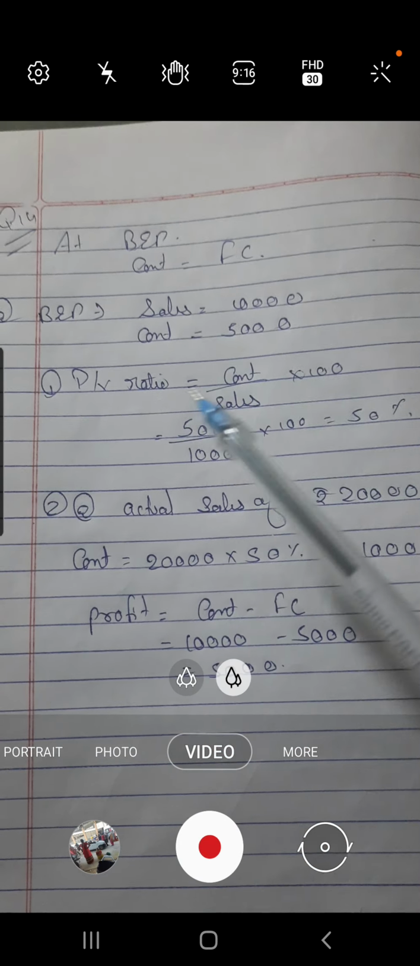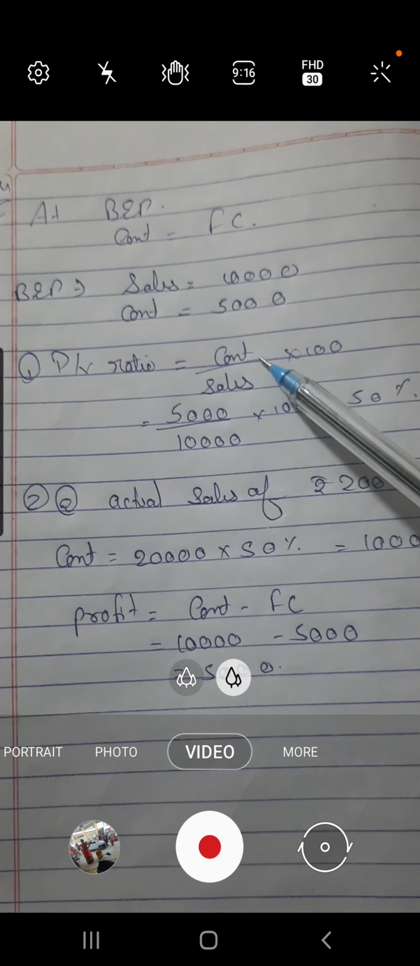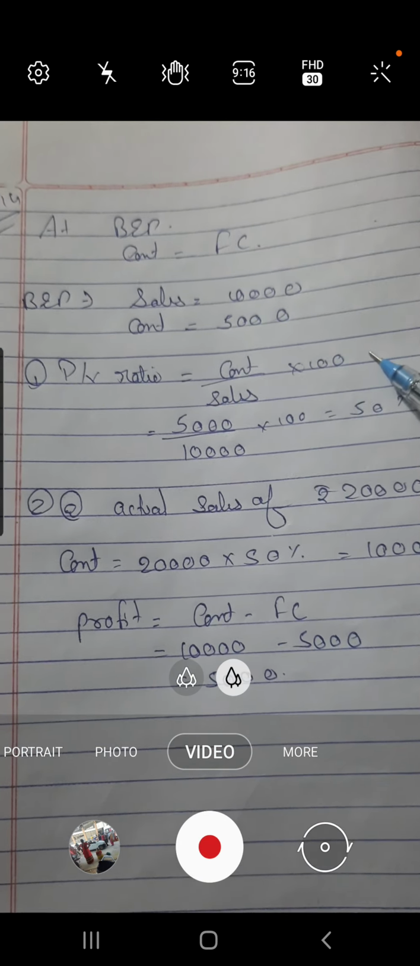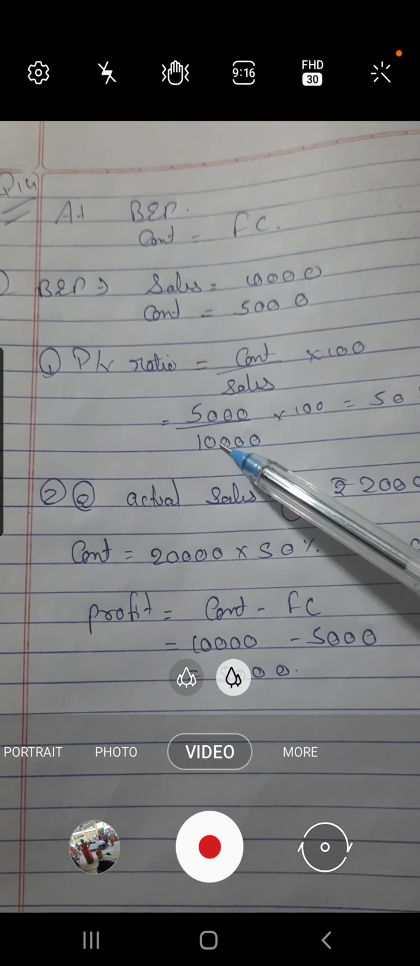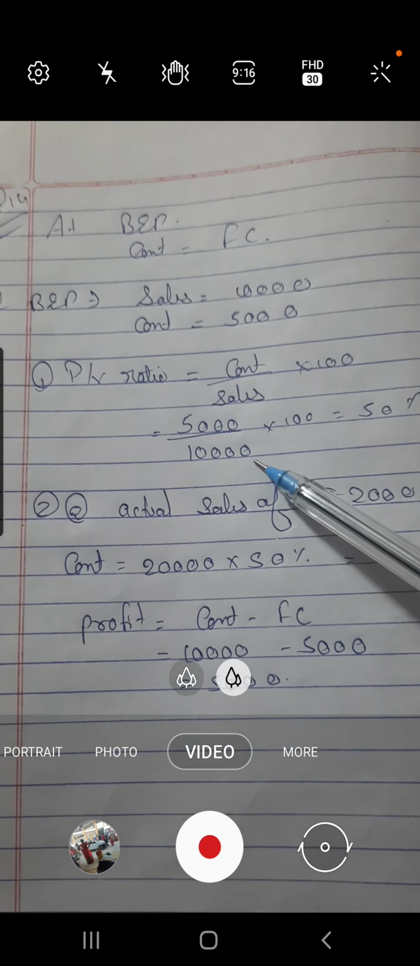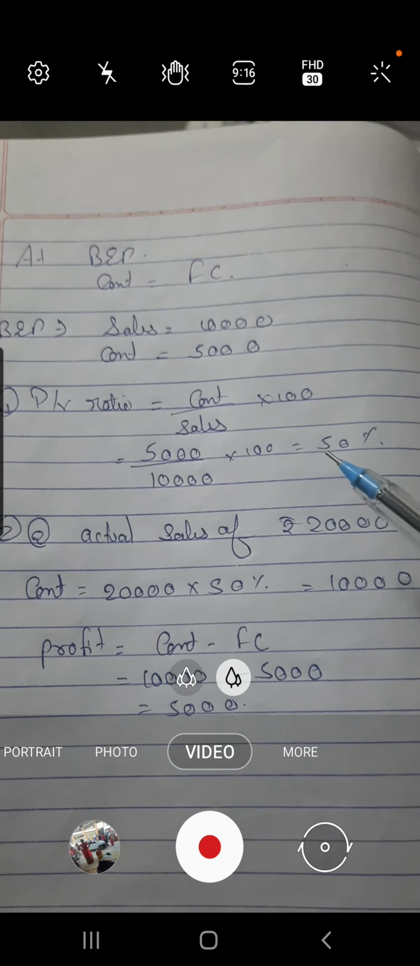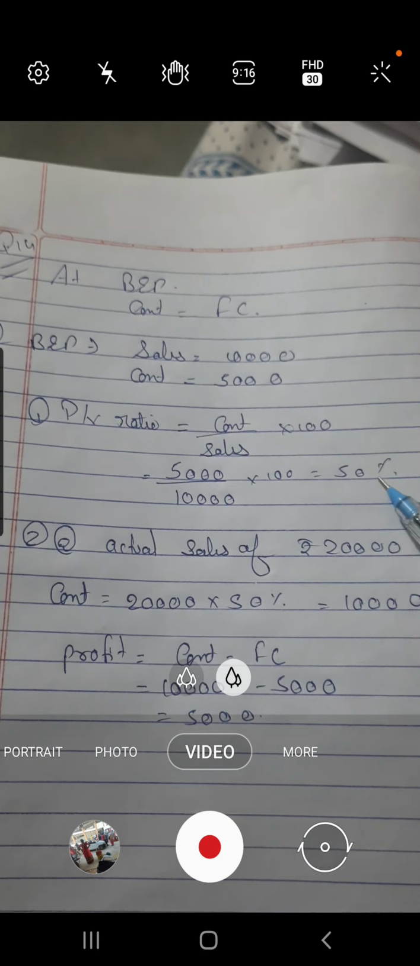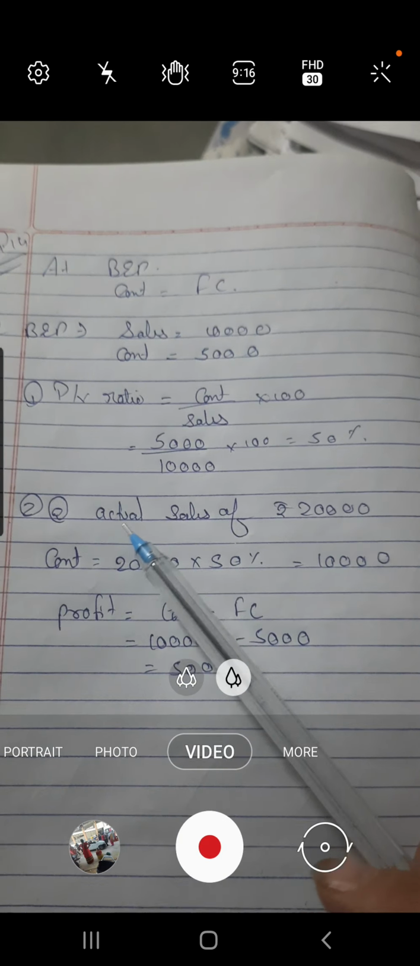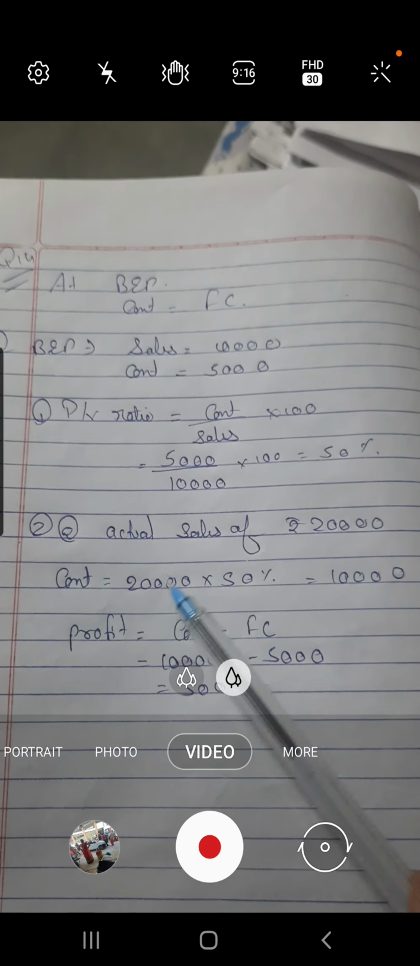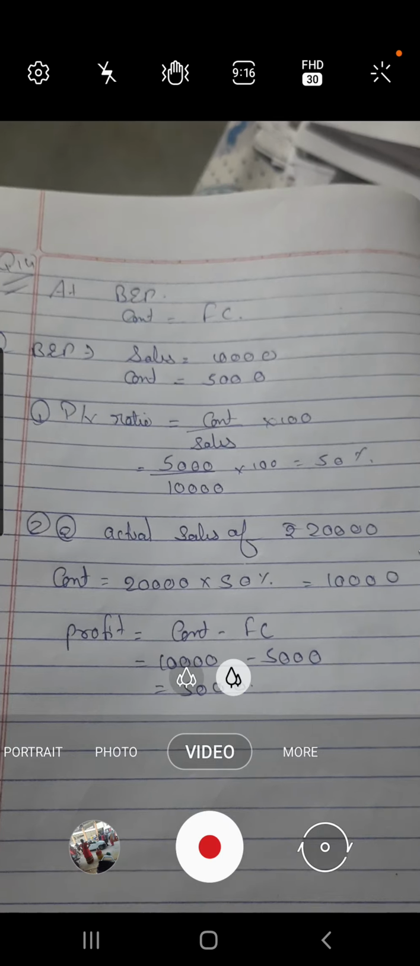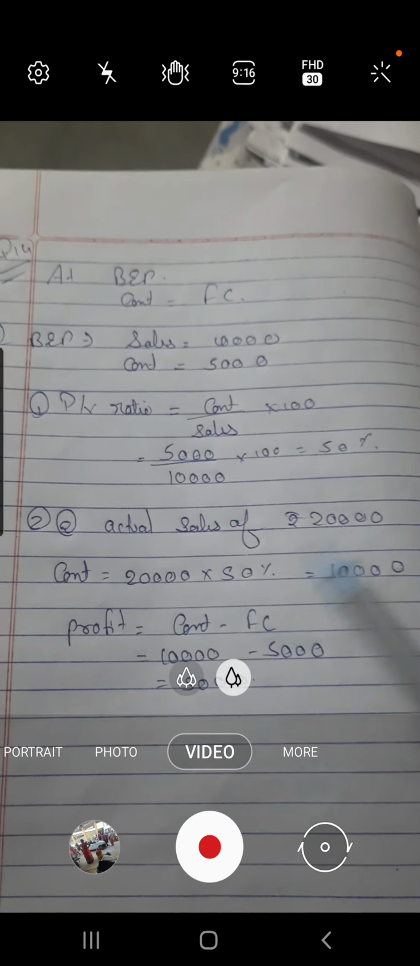The formula for PV ratio is contribution divided by sales into 100. Contribution is given here as 5,000, sales is given as 10,000, into 100, which equals 50%. Secondly, at actual sales of 20,000 we have to find the profit.